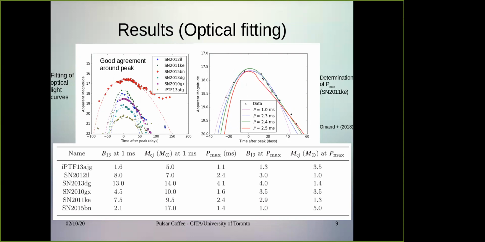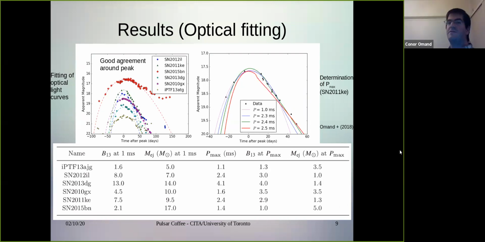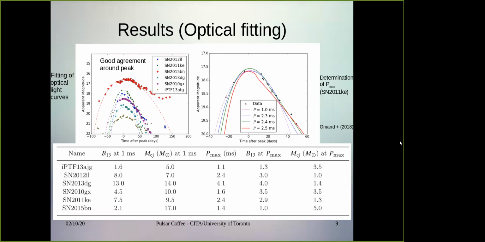So is that a hard constraint you put in there, that ejecta mass has to be at least one? It's not. It's just what we found from fitting, or what I found from fitting. Okay. Okay, thanks.